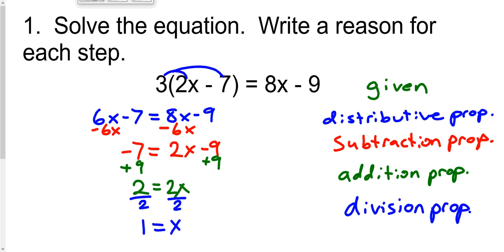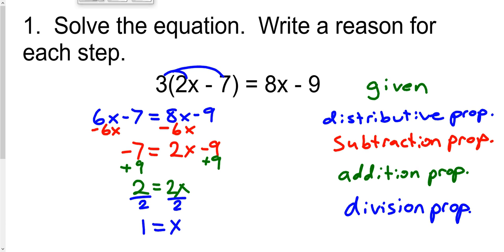All right, hopefully you worked this out, and this is what you've got. Our first statement is our given statement, and the second statement, I distributed the 3 into the parentheses, so that was the distributive property. It gave me 6x minus 7 equals 8x minus 9. Then I wanted to combine my x's, so I subtracted 6x on both sides. So since I subtracted, to get to negative 7 equals 2x minus 9, that is the subtraction property.